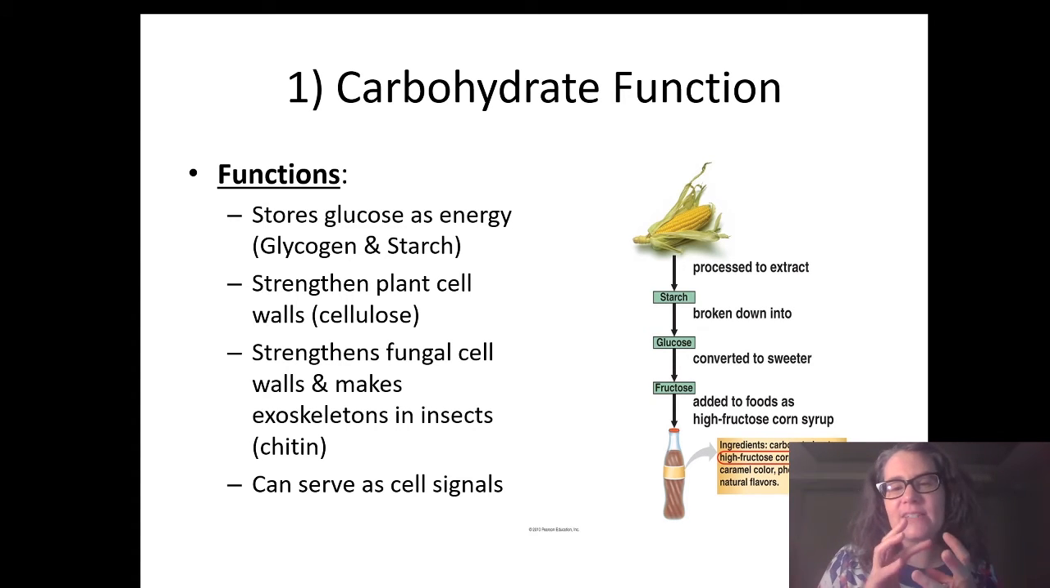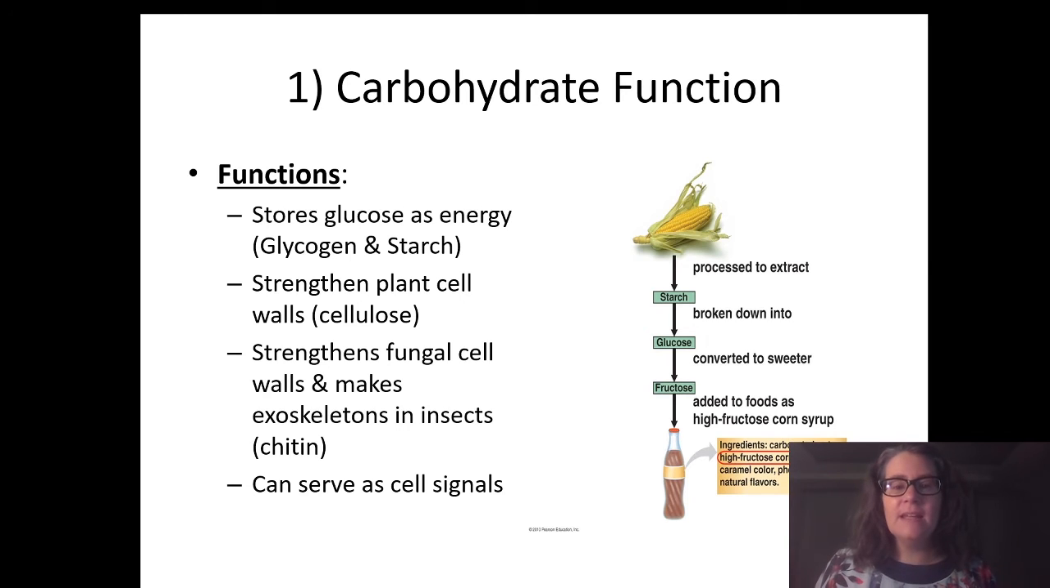A good example of a cell signal you might have heard of is ABO blood type. If you have A blood type, you have a certain structure of a sugar on the outside that we say is A. If you have B blood type, you have another shape of a sugar on the outside of your red blood cell. And if you're O, you're lacking a sugar. And those sugars then for red blood cells serve as signals for your immune system cells and other cells in your blood.